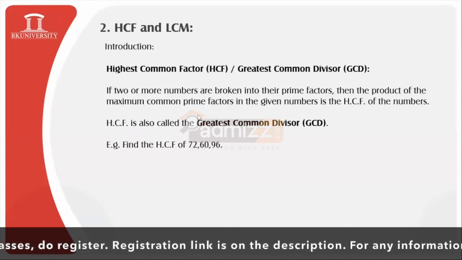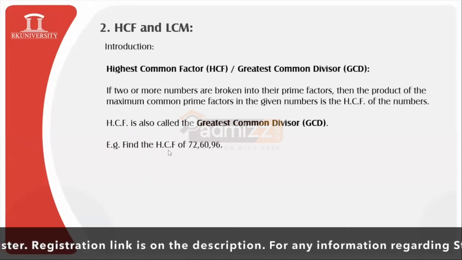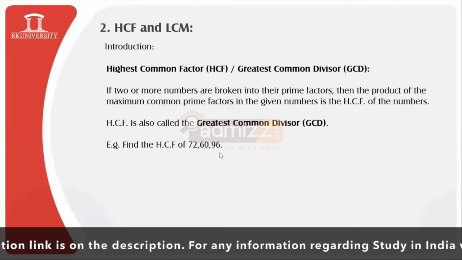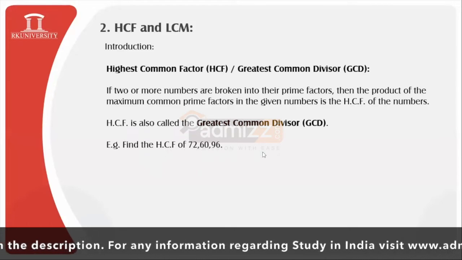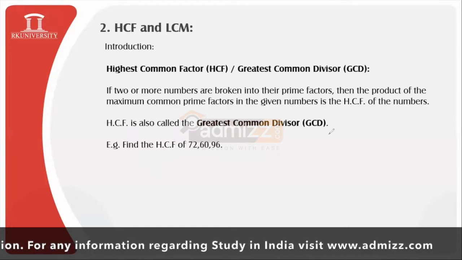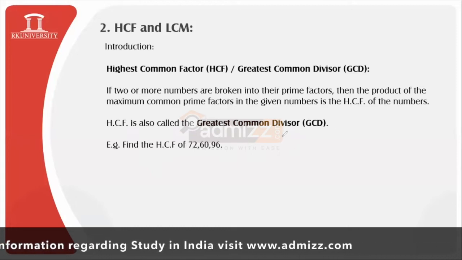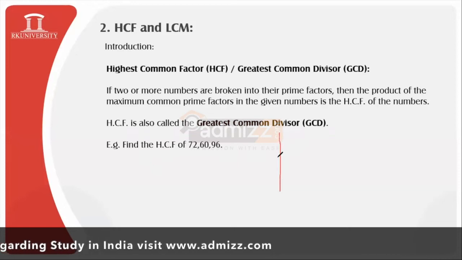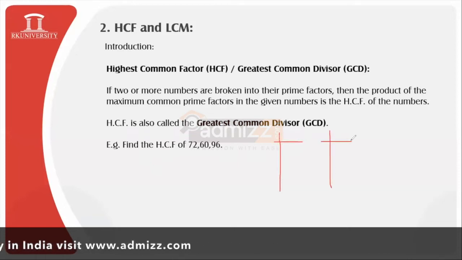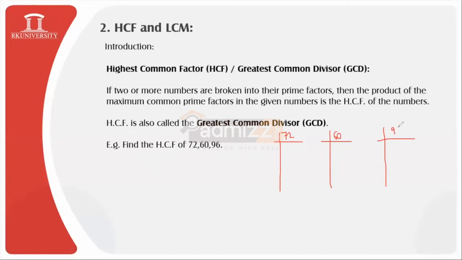Let us consider this example: we need to find the HCF of the given numbers 72, 60 and 96. What is the general process we follow for finding the HCF? We will first factorize the given numbers with the help of the tabular method. I will write 72 here, 60 here, and 96 here, and I will select the least prime number by which 72 can be divided. The least prime number is 2.